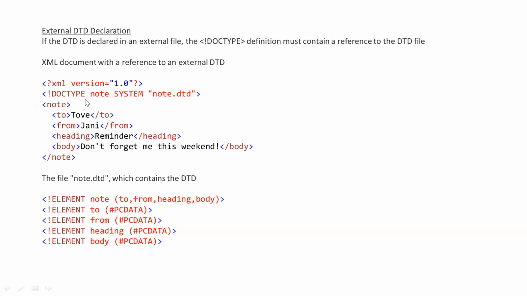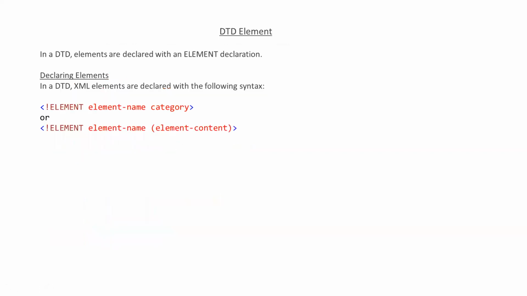The root element of the external DTD. Note, SYSTEM is a keyword, and this is the file name, note.dtd. So here is where you link the external DTD file to your XML file, followed by the content, whatever content you wanted to display. So this is how you explain an external DTD.